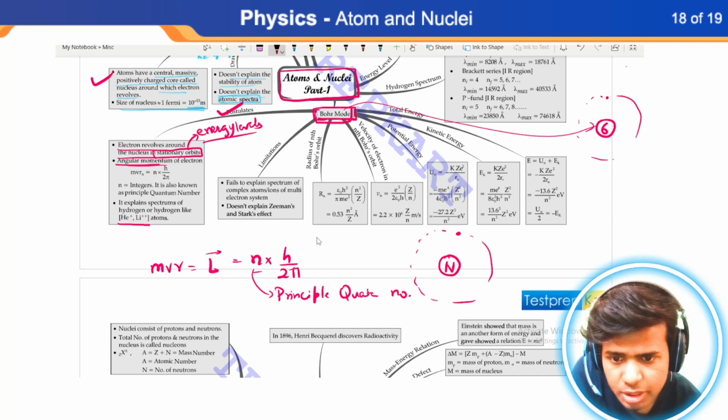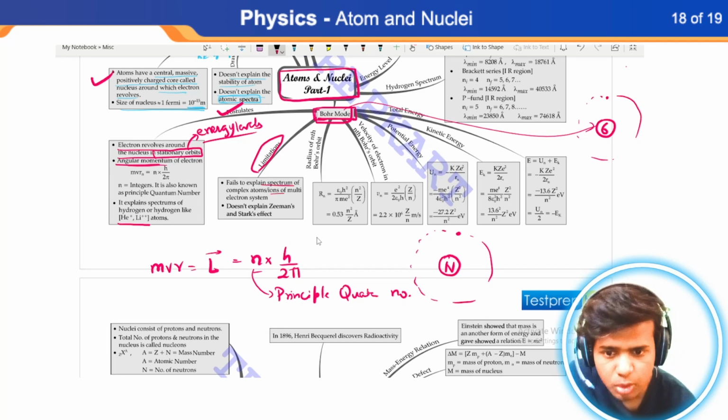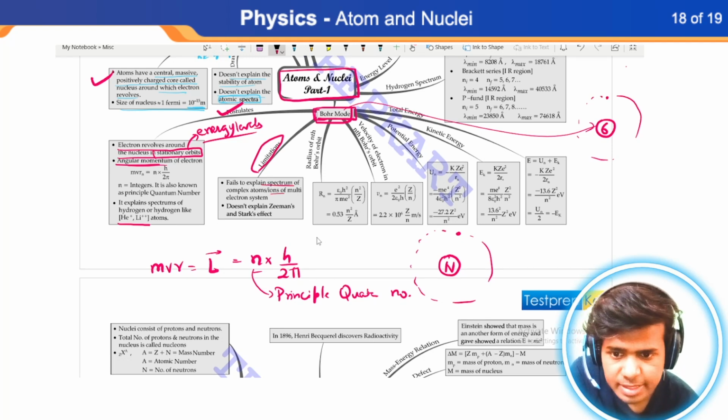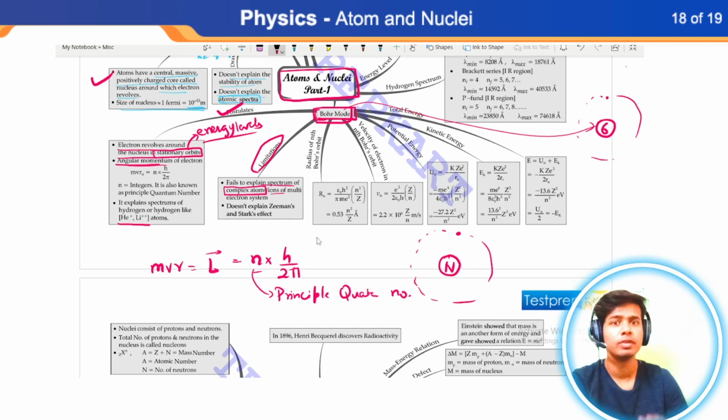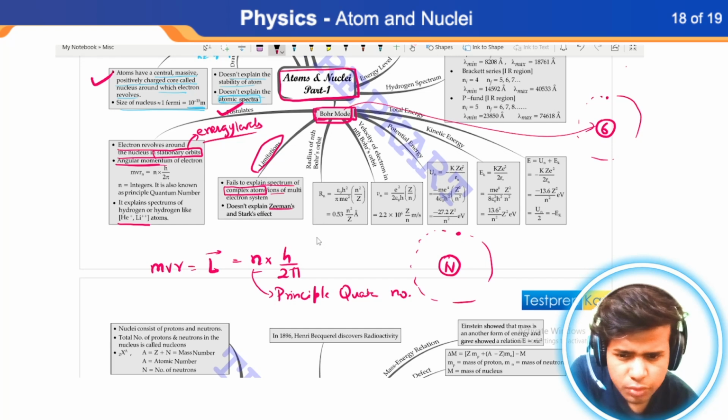So, limitations: it fails to explain the spectrum. We'll talk about the spectrum. It also fails to talk about complex atoms. Complex atoms means having more than one electron. The Zeeman effect, we do not need to worry about that.